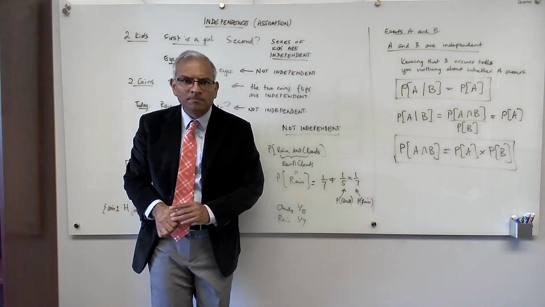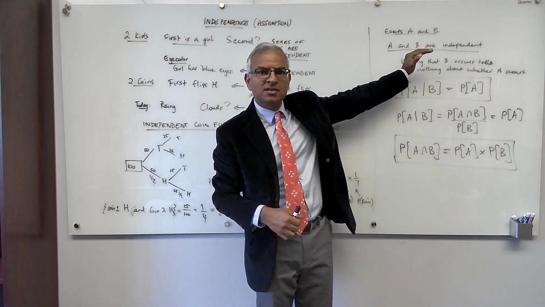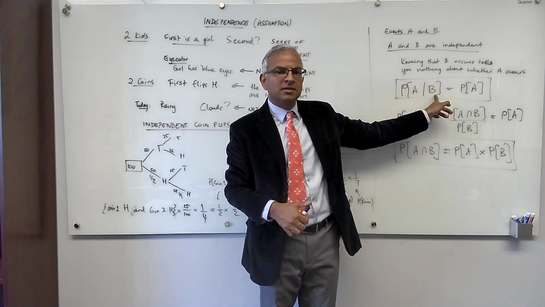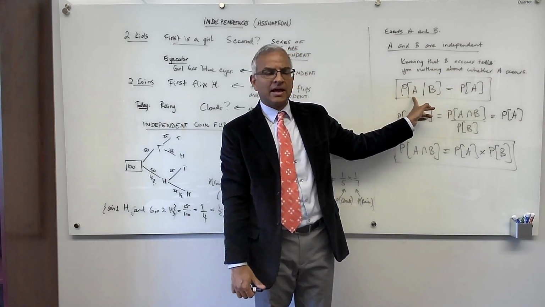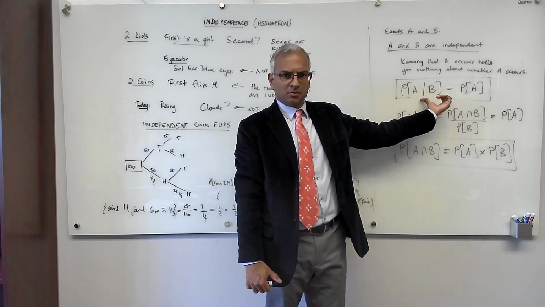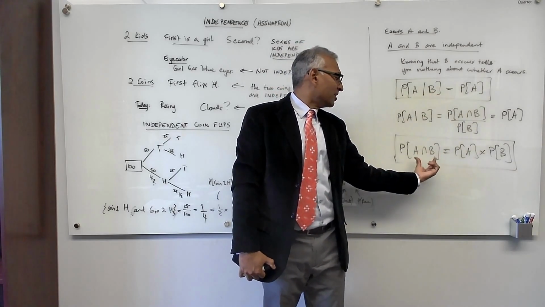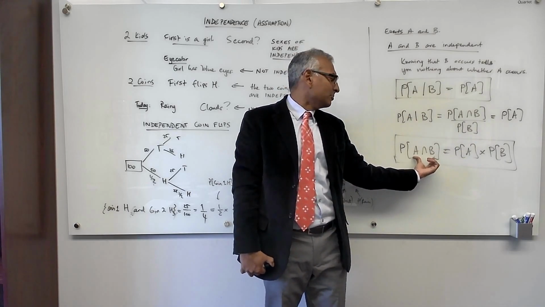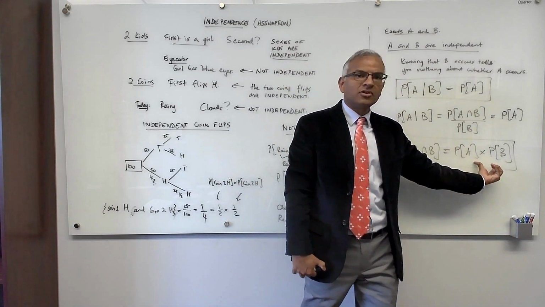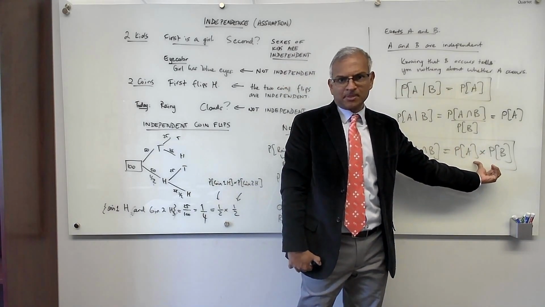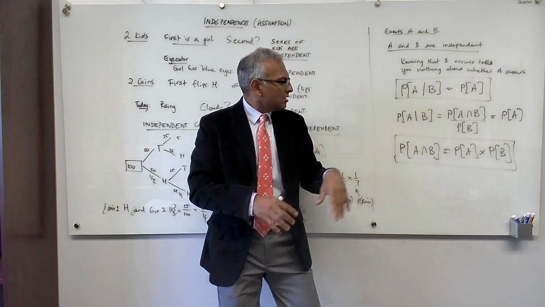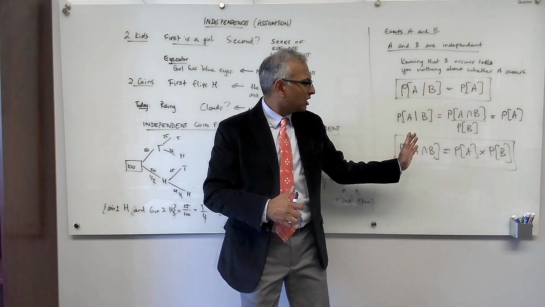Okay, so there you go. When you have independent events, knowing that one occurs doesn't change the probability of the other. That's what this says. And it is equivalent to saying that the probability that A and B occurs is the product of the individual probabilities. So when you have independence, probabilities multiply when you're computing an AND.